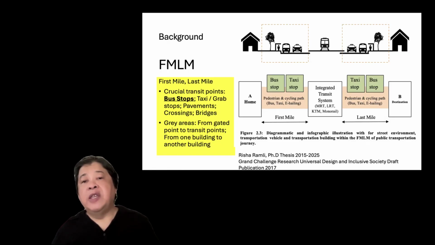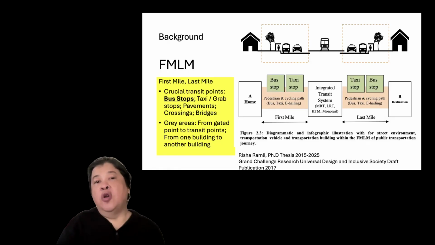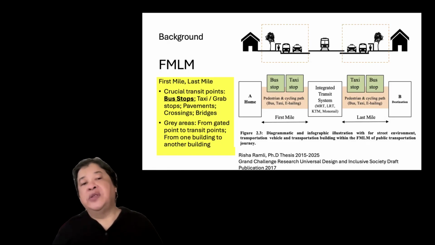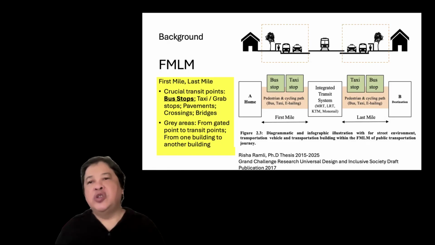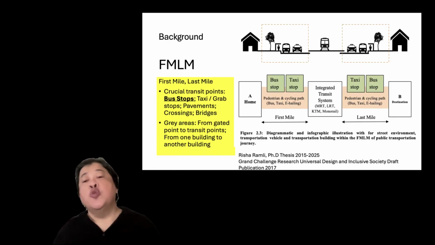What is happening here is that when we analyze all this, there is something called the first mile and the last mile. After you leave your home, you have to negotiate these crucial transit points of bus stops, taxi stops or Grab stops, pavements, crossings, and bridges. You have to go through this first mile, and it could be similar with the last mile. A local authority officer always talks about these gray areas of development between different owners, where the local authority has jurisdiction or others have jurisdiction. It's not only the local authority, because we found out that at one point there are 13 different departments and agencies that deal with the street environment. I will explain the legislation later.